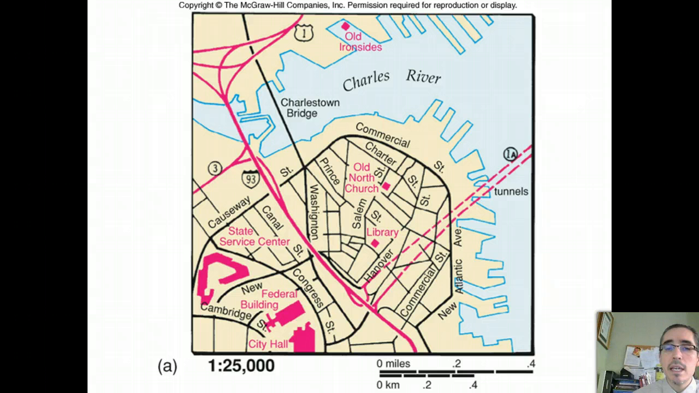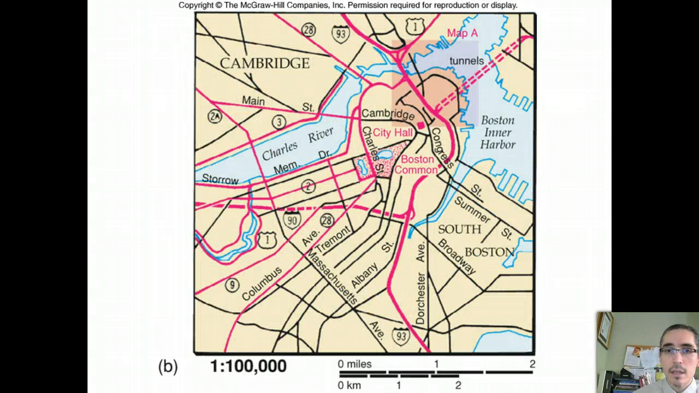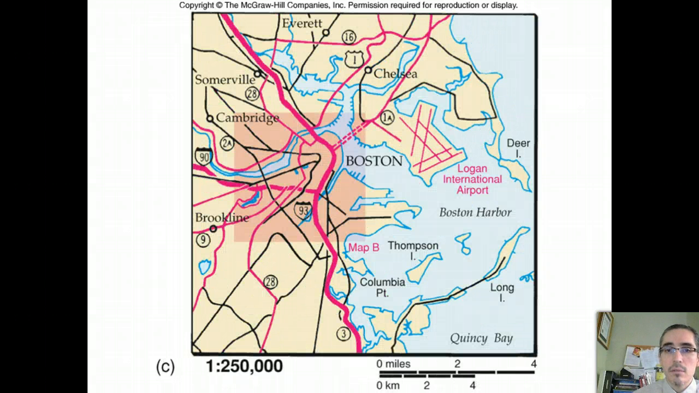Now notice as we change the scale of the map to go to a smaller scale. Now we're looking at not just Boston, but we're beginning to see Cambridge, and we're going to see surrounding areas. Going smaller still, we're zooming out farther, we're seeing the region, we're seeing Boston Harbor.